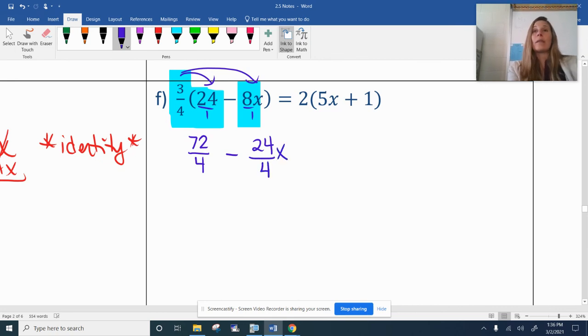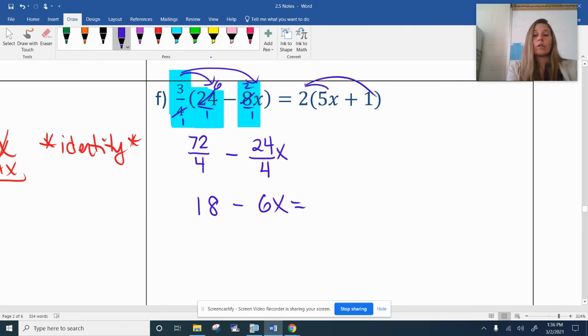Now, you can do it that way. That's totally fine. I personally, though, I see the 4 and the 24, and I just want to say, okay, 4 goes into 4 ones, 4 goes in here 6 times, and then 3 times 6 I know is 18, and I just go straight there. If not, 72 divided by 4 is 18. Same thing when I distribute the 3/4 to the 8. 4 and 8 can reduce to a 1 and a 2. 3 times 2 is 6. So again, 24 over 4 is 6. So it doesn't matter which way you do it.